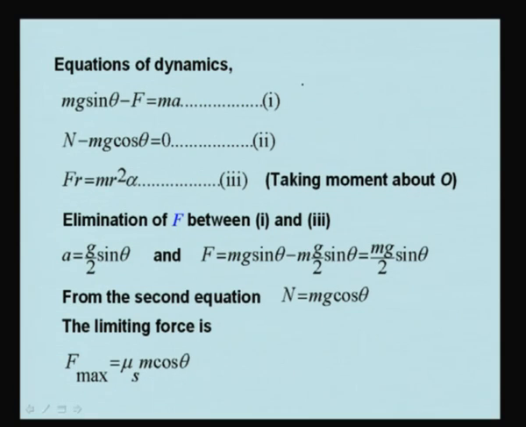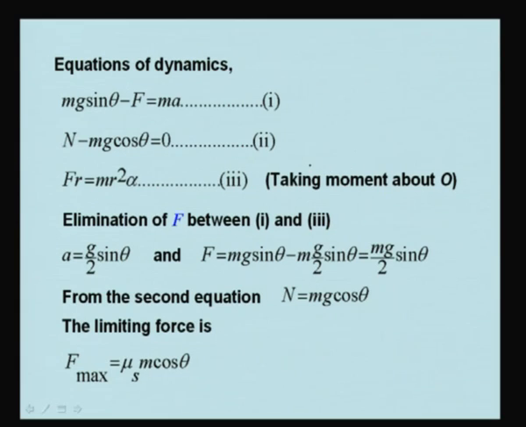So three equations of dynamics are written. One is relating the tangential force: mg sin theta, the force due to gravity, minus f is equal to mass times acceleration. Then you have N minus mg cos theta is equal to 0, that is the normal direction. The third is the moment equation, sigma M_G is equal to I alpha. Therefore f into r is equal to m r square into alpha, obtained by taking moment about the mass center G.